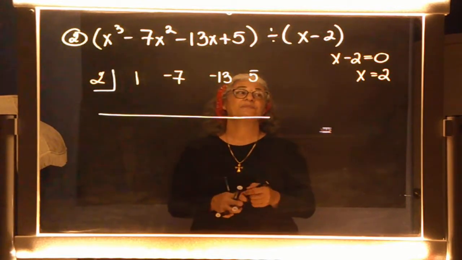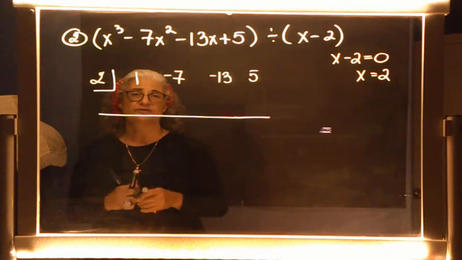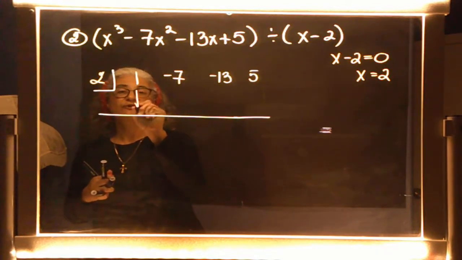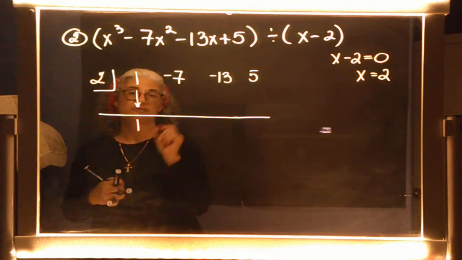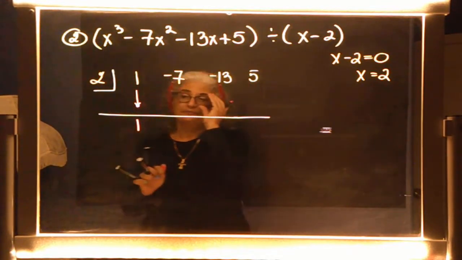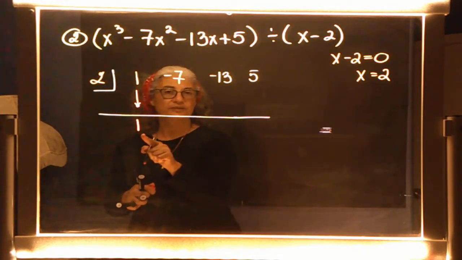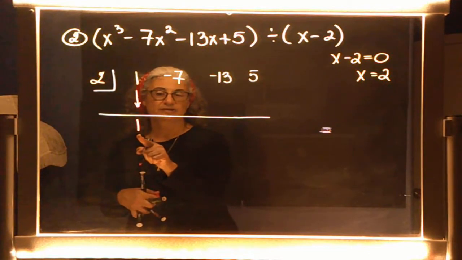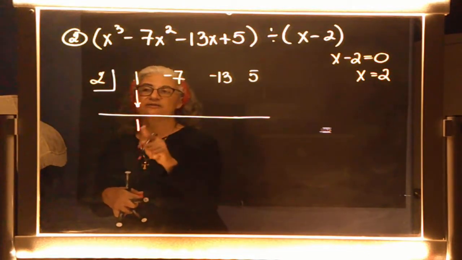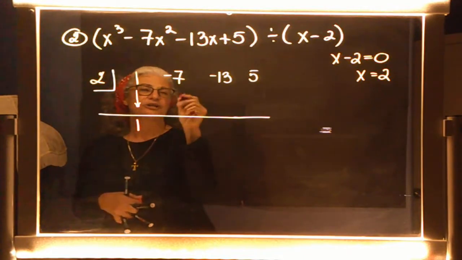Okay. Now, how do you start? Now that everything's set up, how do you start? Good. You take the first number and you drop it down. That's how you always start. Always. With me? Okay. So now, this is the answer spot, remember. So once you put a number in the answer spot, what do you do next? You multiply by what's on the outside. So what's 1 times 2? 2. Where do I put it? Good. Under the next number.